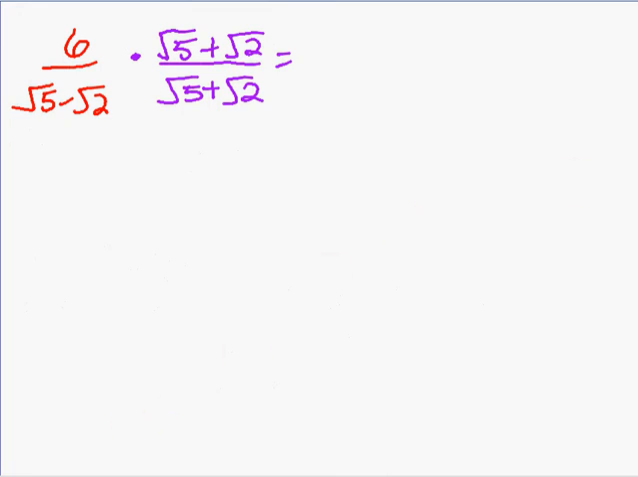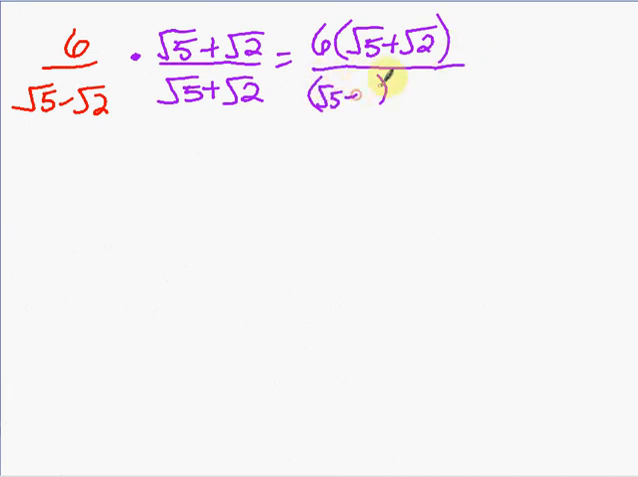Here's the step that nobody likes, but I would like to put it on here because you mess up if you don't do it. You take the 6 times the quantity. It's a quantity because there's a plus sign or a minus sign, in this case, plus sign. Times the quantity root 5 plus root 2. On the bottom, it's the denominator, I know, root 5 minus root 2 over root 5 plus root 2.